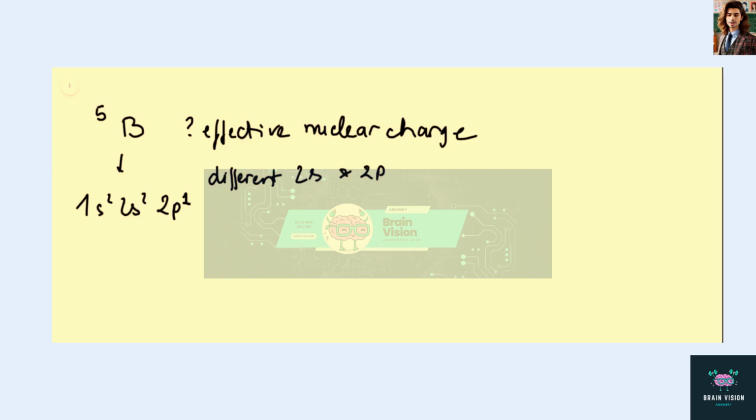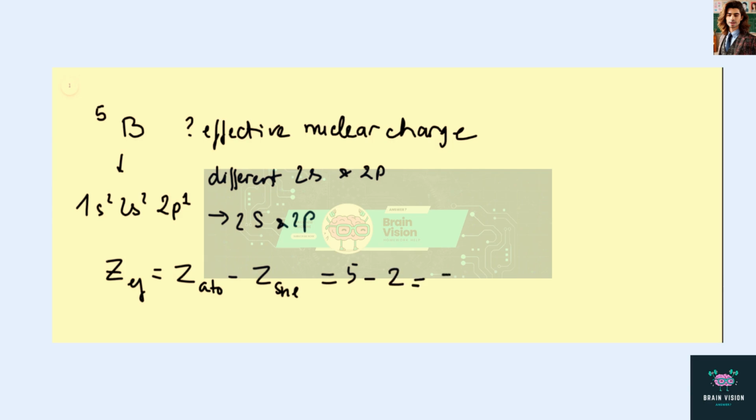You can see that in the outer layer there are two types of electron, 2s and 2p. In general, the effective nuclear charge equals the atomic charge minus the number of shielding electrons. In this case, the atomic charge is 5, and there are 2 shielding electrons in the inner layer, so the effective nuclear charge is +3.